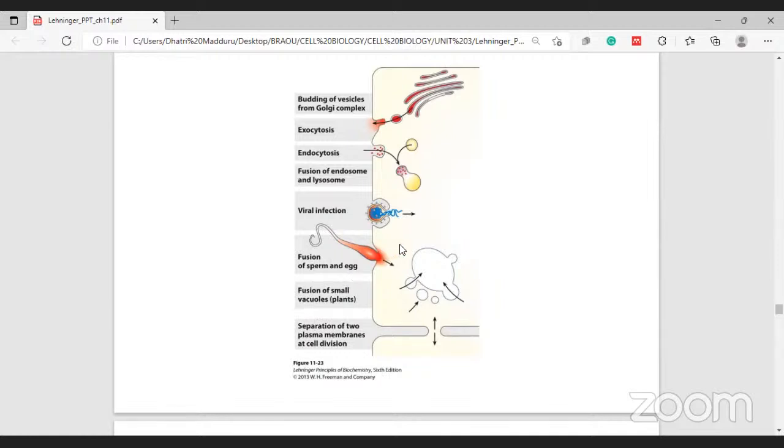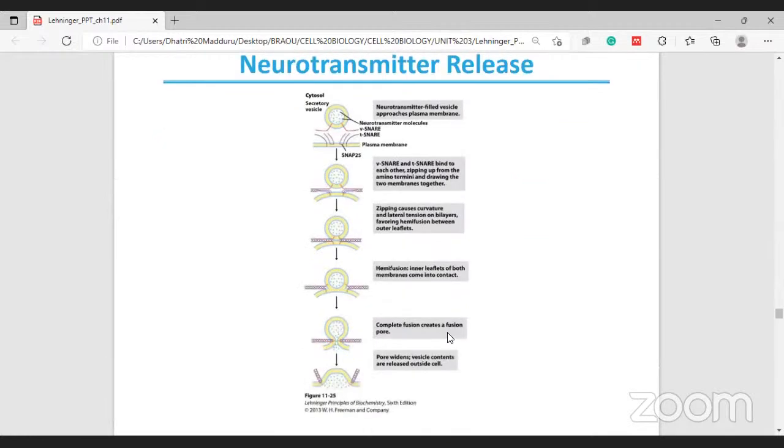Even there, the zona pellucida of the egg and the acrosomes which are present on the head of the sperm will fuse. And the fusion of small vacuoles in plants, and separation of two plasma membranes during cell division. So these are different kinds of membrane fusions. This is how the neurotransmitter release takes place.